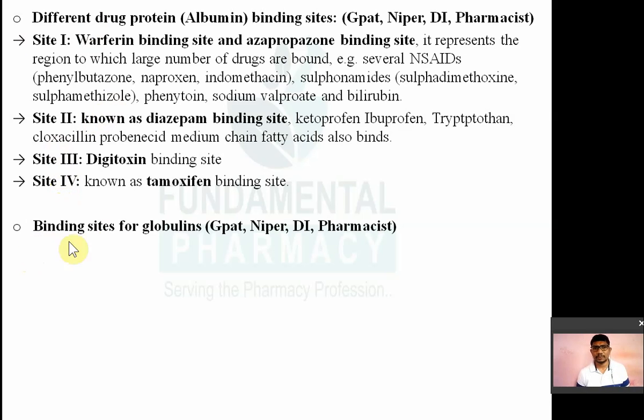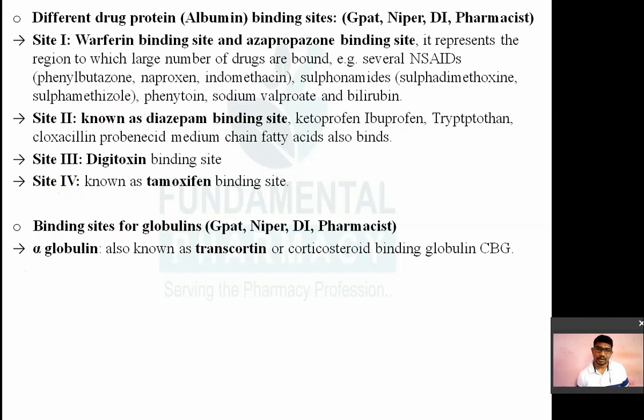Now different binding sites for globulins. Globulin is also one of the proteins present in the plasma, so drugs also bind to globulin. So what are the different sites for binding of globulin? The first one is alpha globulin. Alpha 1 globulin is also known as transcortin, and it is the site for binding of corticosteroids. That's why it is known as transcortin or corticosteroid binding globulin. Remember this. A question has come on this too.